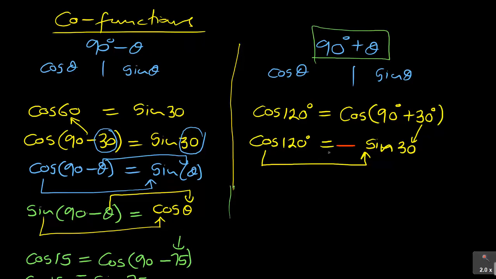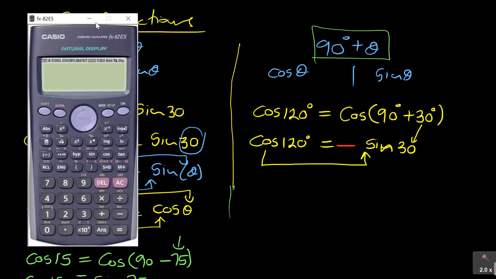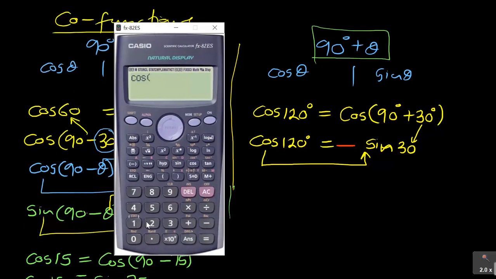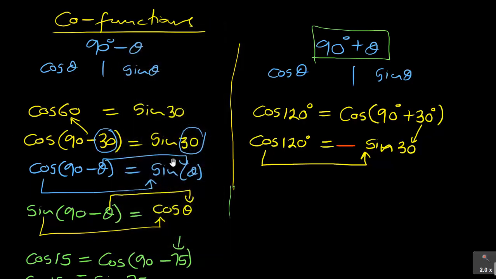So cos 120 is equal to minus sine 30. Now test it again. If you use a calculator, cos 120 gives me negative half, and then sine 30, actually it's not sine 30, it's negative sine 30, which is also negative half. Do you see that this works together?